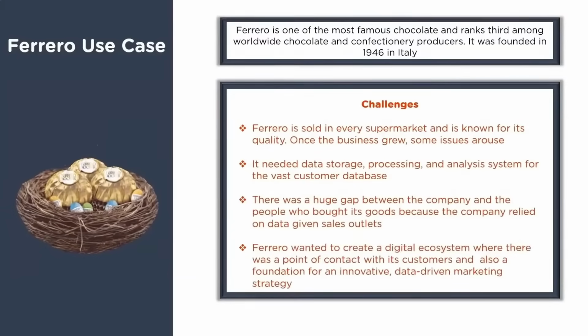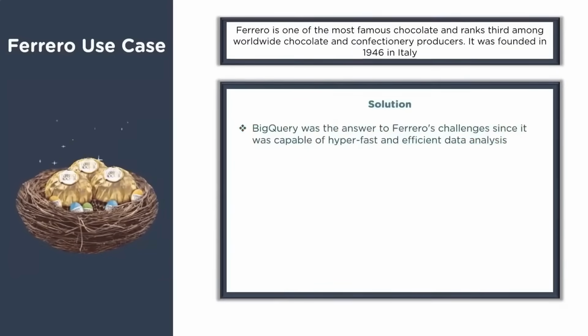Ferrero wanted to create a digital ecosystem where there was a point of contact with its customers and also a foundation for an innovative data-driven marketing strategy. What was the solution here? So one of the services of Google Cloud Platform is BigQuery. And this was an answer to Ferrero's challenges since it was capable of hyper-fast and efficient data analysis as a solution. Now, as I mentioned, BigQuery is a data warehouse which allows you to store structured data.